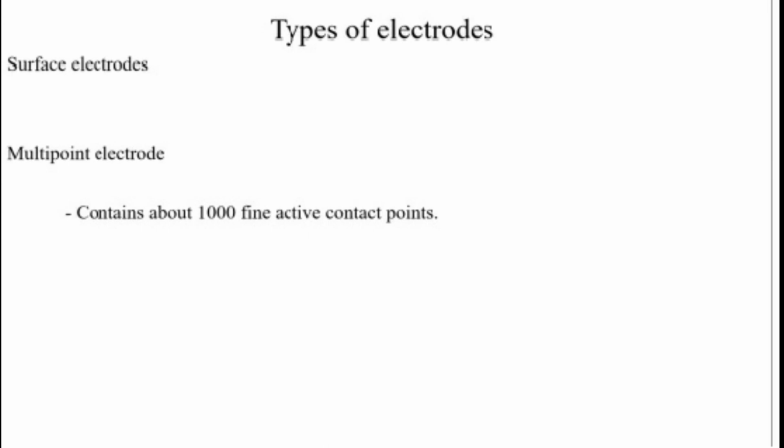Multi-point electrode. The multi-point electrode is a very practical electrode for ECG measurements, and it contains nearly 1000 fine active contact points. By this, a low resistance contact is established with the body. If the surface has hairs on the regions of interest, then one can use the multi-point electrode without removing the hair. We can use it under any environmental conditions.